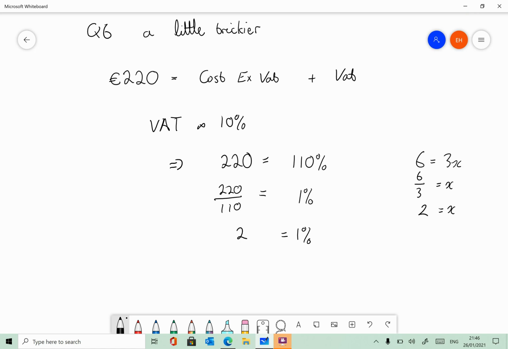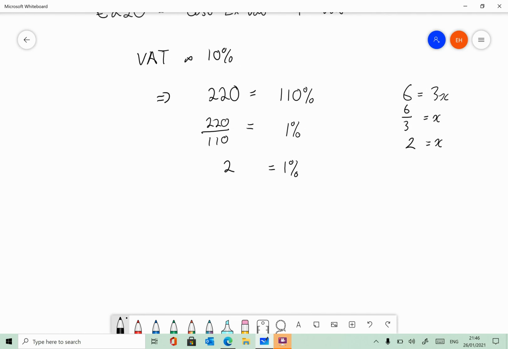So if 110 percentages is 220, each percentage must be 220 divided by 110. And we're looking for 100%, which is equal to 2 times 100. So if 1% is 2, 100 of those percentages must be 2 multiplied by 100. So 100% is equal to 200.